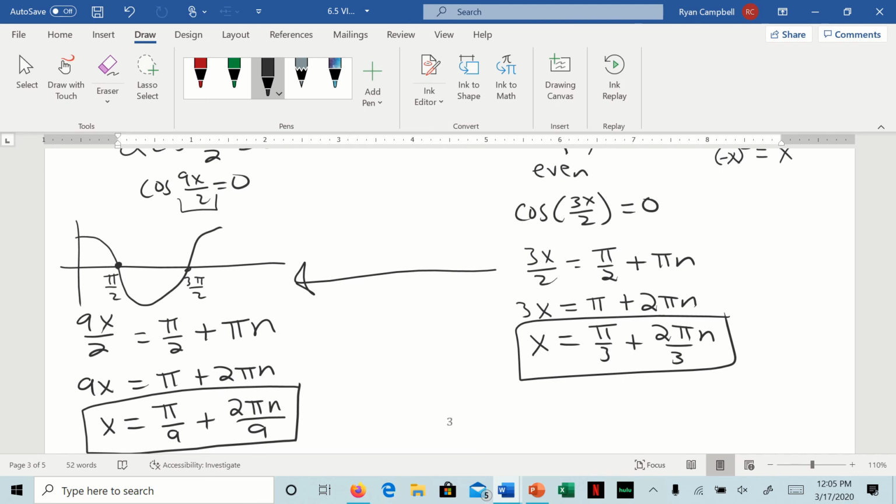However, let's see. We may also notice that this equation actually perfectly encapsulates this equation. So this is actually a superfluous equation and we don't need it. Because if you notice, if we have pi over 9 plus 2 pi over 9, that'll get us 3 pi over 9, which is pi over 3, which is right there. So this equation actually has all of the solutions as this one.